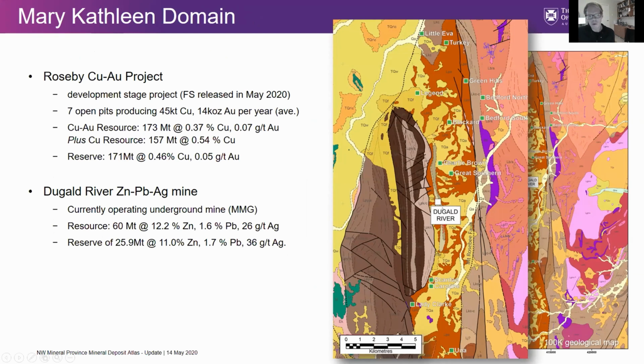So Paul has already given an overview of the types of deposits we have here. We have the copper gold Roseby projects, which are scattered around east and west of the Roseby fault, which is just a north-south trending feature, and then Dugald River, which is the large zinc lead silver mine located here, if you can see my cursor there.